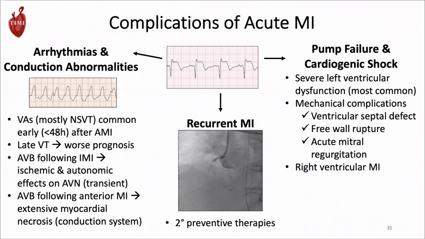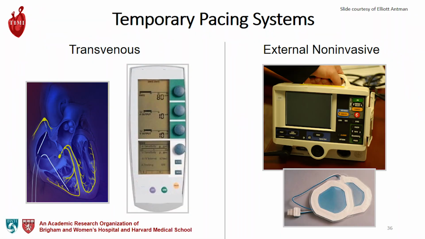recover. We also worry about recurrent myocardial infarction, and that's why we talked a little bit about using antithrombotic therapies even after the stent goes in. And then the other thing that we worry about is the development of heart failure, of pump failure, and cardiogenic shock, which is most commonly related to severe left ventricular systolic dysfunction, but can also be the result of mechanical complications, including ventricular septal defects, free wall ruptures, acute mitral regurgitation, or right ventricular myocardial infarction, which can give different sort of hemodynamic derangements, but ultimately the same syndrome of cardiogenic shock.